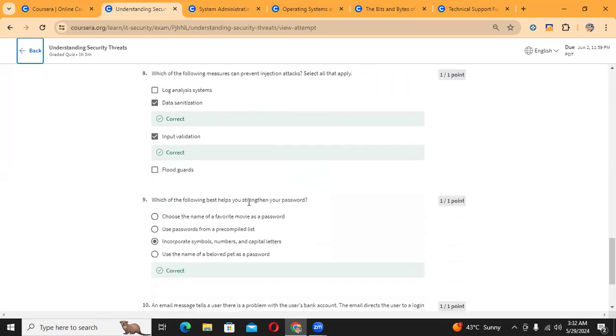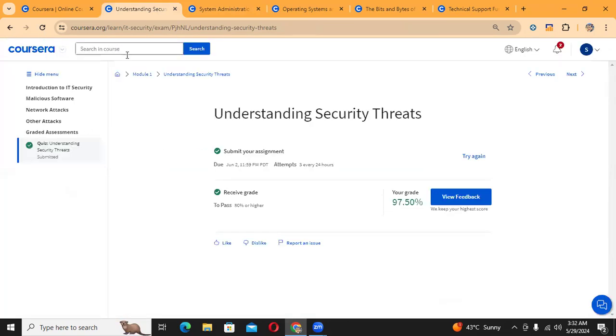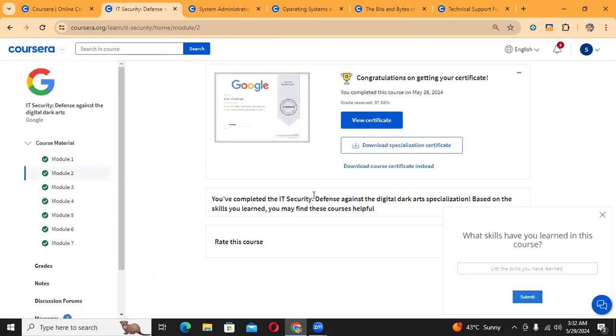Ninth, which is the best standard password? Incorporate symbols, numbers, and capital letters, because if you use this password, not everyone would know or guess it. Any email that tells us there is a problem with the user's bank is mainly the definition of phishing. So let's move on to the second module.